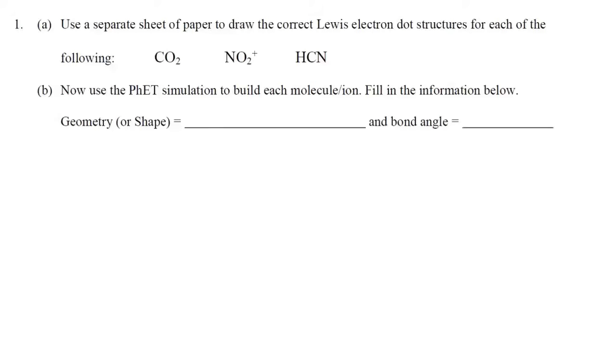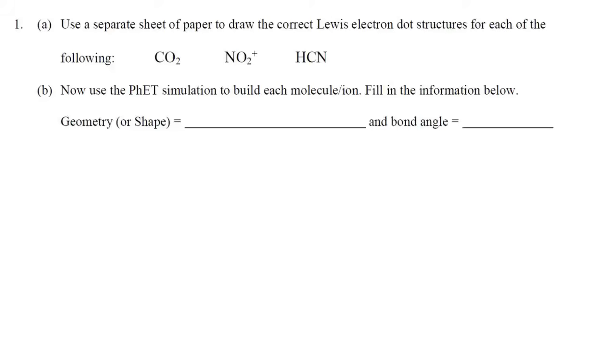Question 1, Part A. Use a separate sheet of paper to draw the correct Lewis electron dot structures for each of the following: CO2, NO2+, and HCN. And if you need more practice in drawing Lewis electron dot structures, you can watch that previous video. Topic 2.5 is on Lewis diagrams.